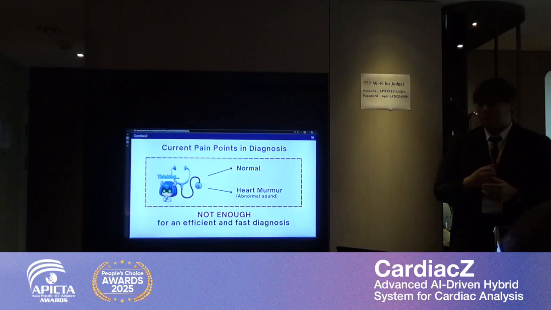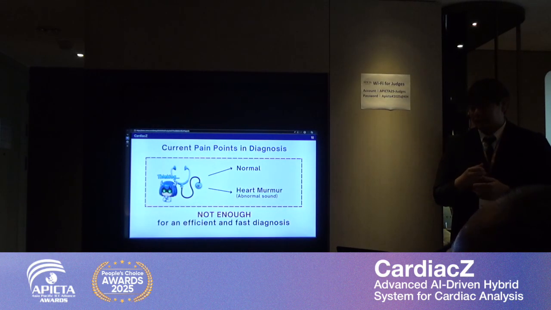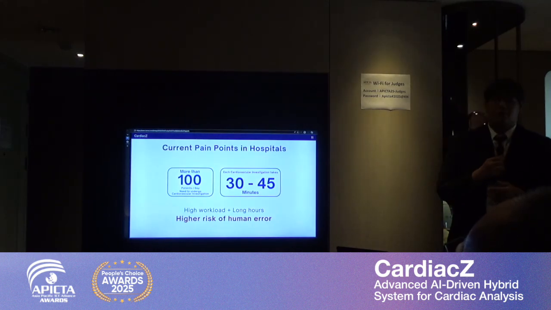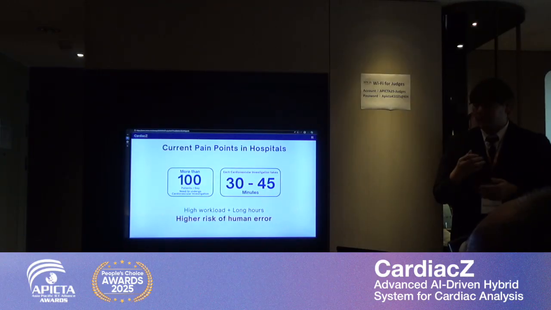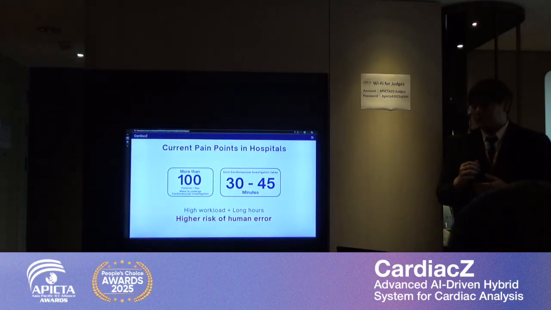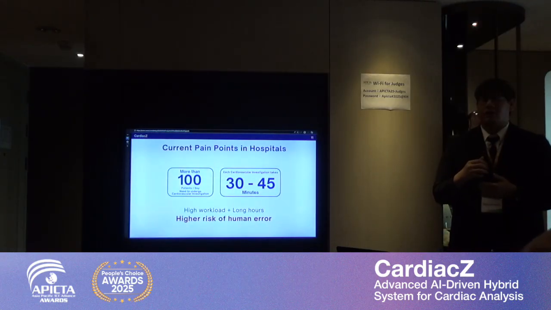So simply using the stethoscope to tell normal from abnormal is not enough to diagnose. And it's a heavy task in each hospital. One doctor can recognize and classify murmur sounds in more than 100 patients, and each patient takes 30 to 45 minutes. It is really delayed, with a higher risk of human error.